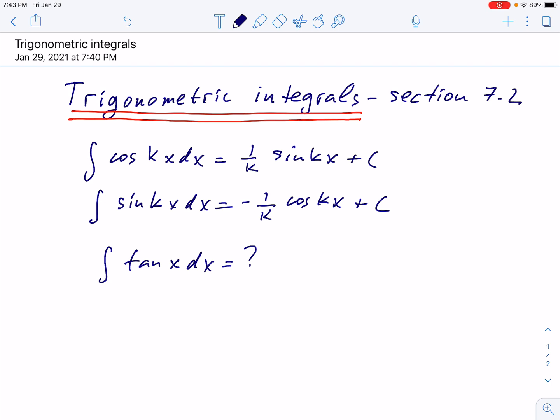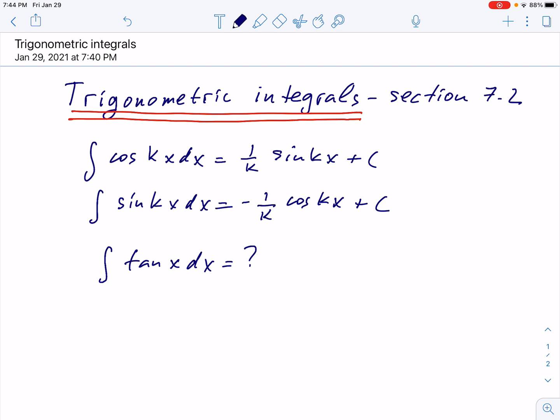Today we shall study trigonometric integrals. This is section 7.2. I want to focus on some most typical cases which most often appear in practice. Otherwise, this topic is very wide. We cannot exhaust all possible trigonometric integrals. So please focus on those that I will discuss here.